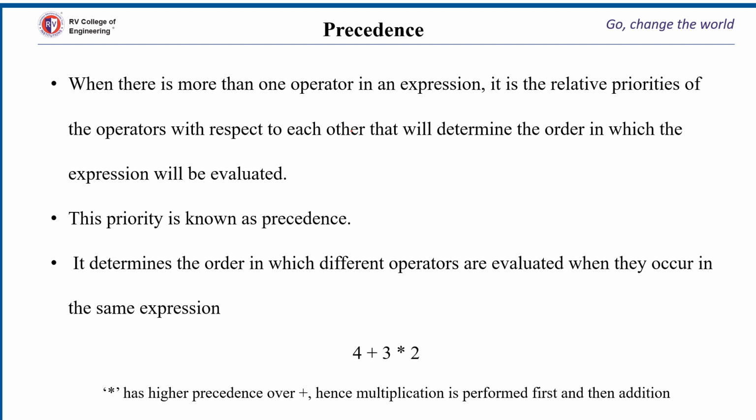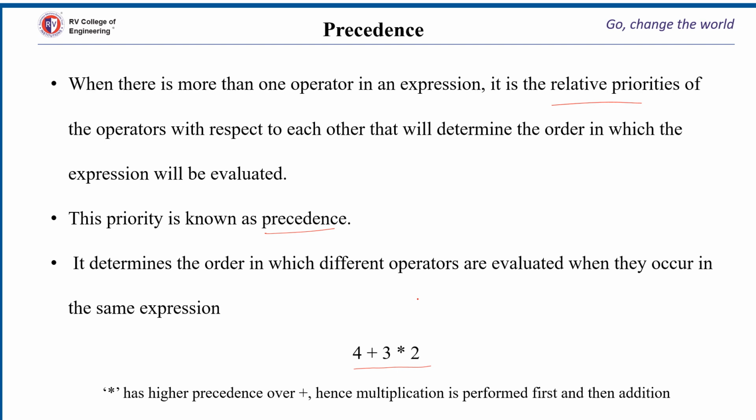The first one is precedence. When there is more than one operator in an expression, there are relative priorities of these operators which determine the order of evaluation. Every operator has a precedence, a priority. That priority is called precedence. They are relative in nature, that is, one operator has higher precedence than another or lower precedence than another.